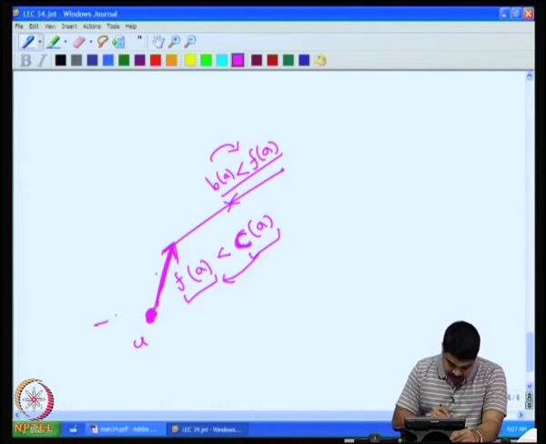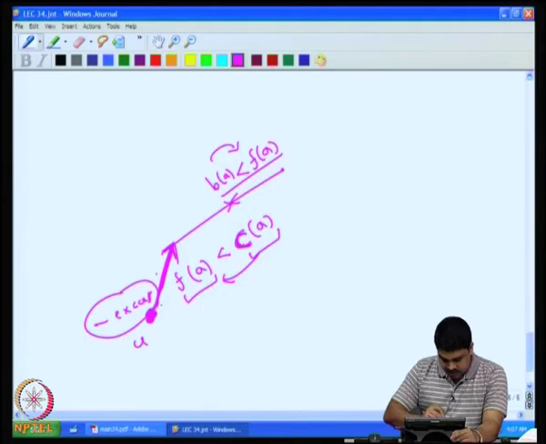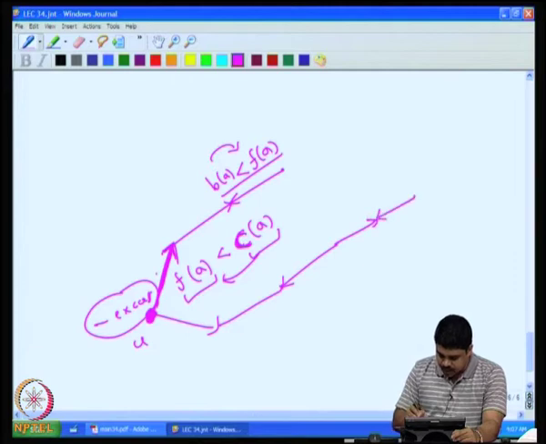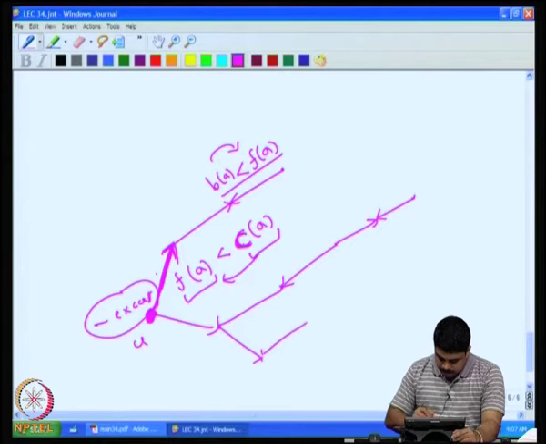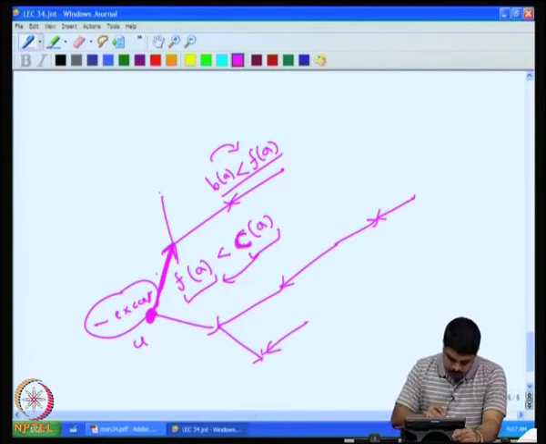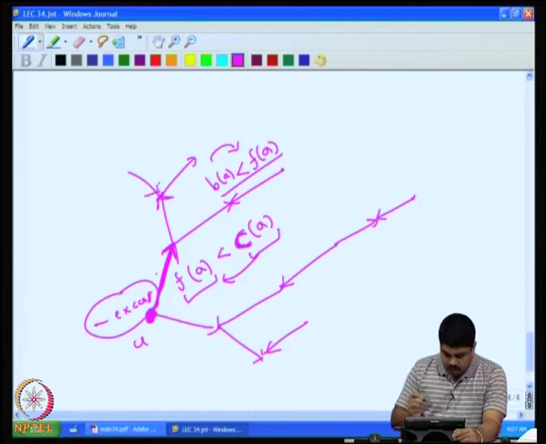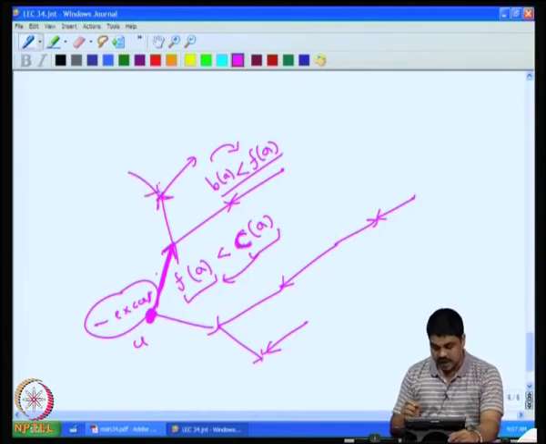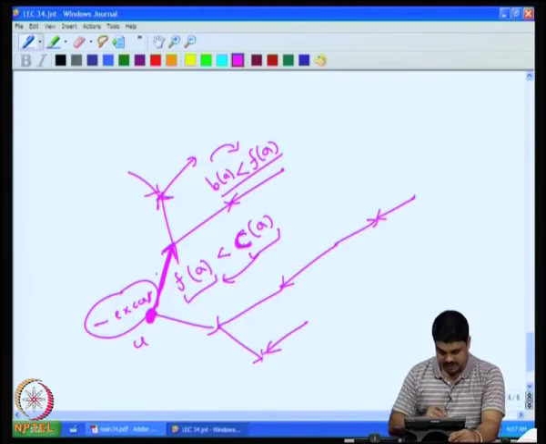See, remember this is negative x's. Then we will find out all the vertices which can be reached from u via some improvable path. These are called improvable paths.